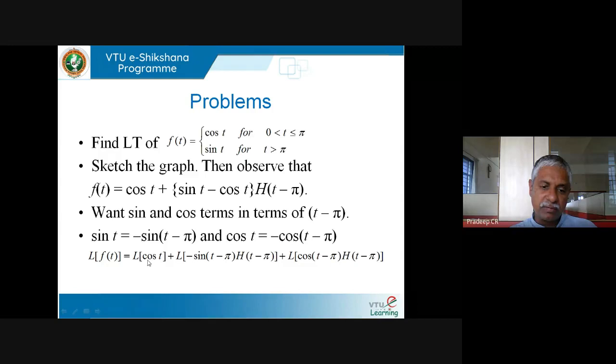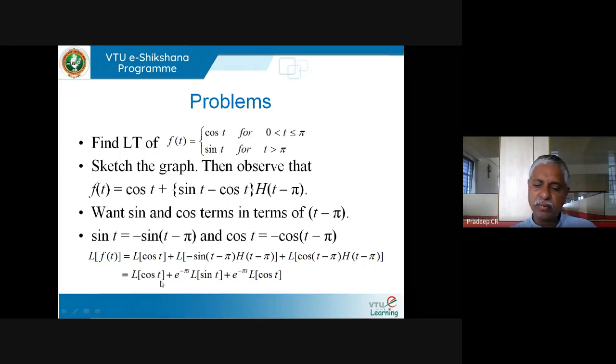Laplace of f(t) is Laplace of cos t plus Laplace of minus of sin of (t minus pi) h(t minus pi). I just expanded this bracket and used linearity. Now I know how to find Laplace of minus sin of (t minus pi) into h(t minus pi). I can take minus out, then f(t) is sin t. So this is of the form Laplace of f(t minus pi) into h(t minus pi). For that I know the formula. I have to just take out e power minus s a, that is e power minus pi s, into Laplace of this function itself. That's what I have done here. For this also same thing I have done.